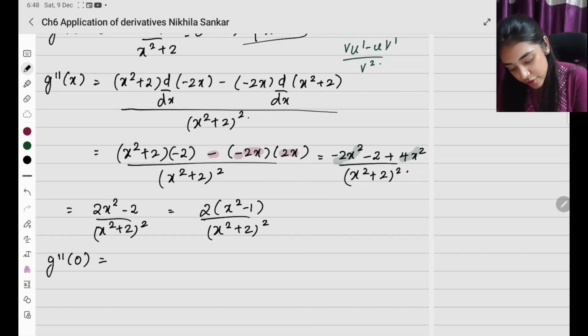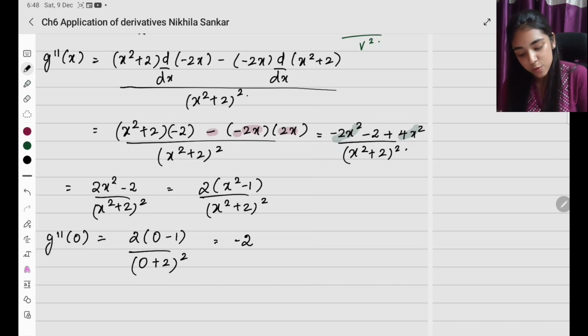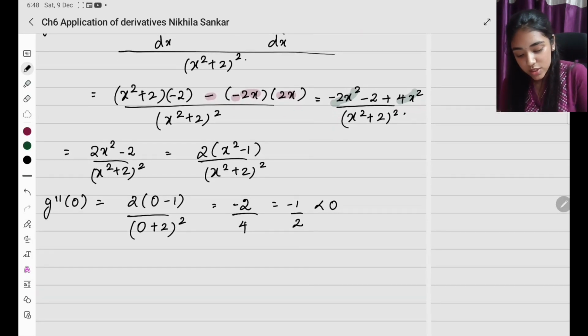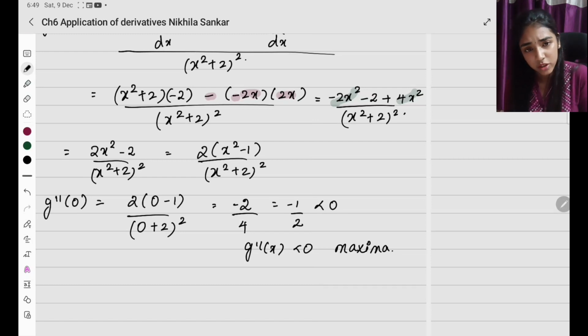Now substituting g double dash of 0, I have to check whether this is maximum or minimum. So substituting 0, I have 2 times 0 minus 1 divided by 0 plus 2 the whole square. So I have 2 times minus 1. 0 minus 1 is going to be minus 2 divided by 0 plus 2 is 2. 2 square is 4. So I have minus 1 divided by 2. Multiply correctly and keep the minus sign. So this is going to be less than 0. So g double dash of x is less than 0 now. It means that we are talking about the maxima. Okay, so we are talking about the maximum value.